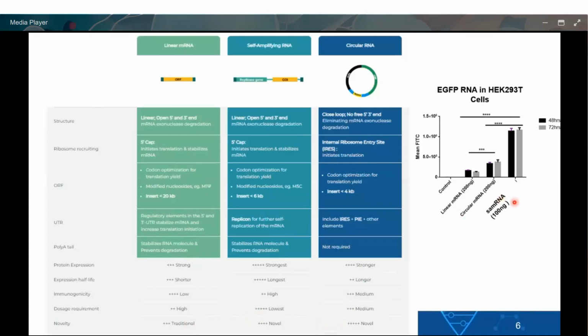Okay, from this picture, we can see that saRNA needs the least amount, but its expression is the highest. Next one is circular mRNA. The last one is linear mRNA.